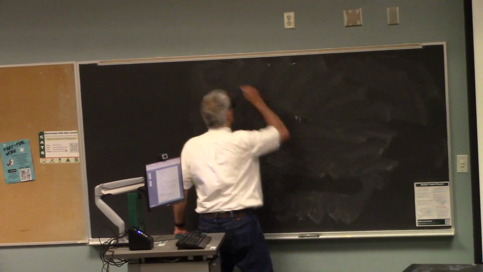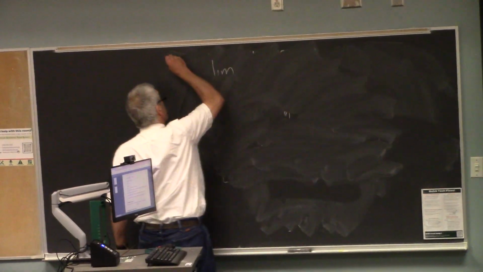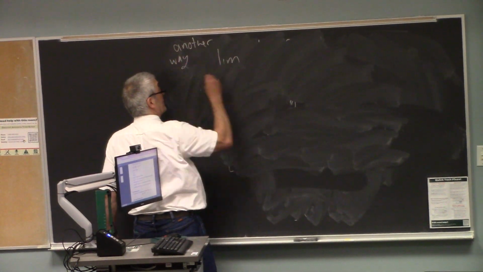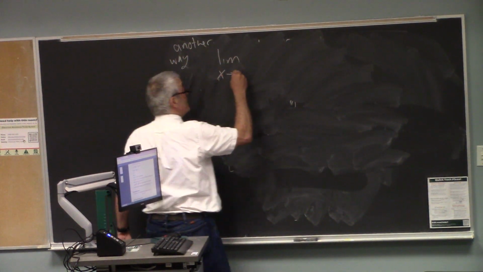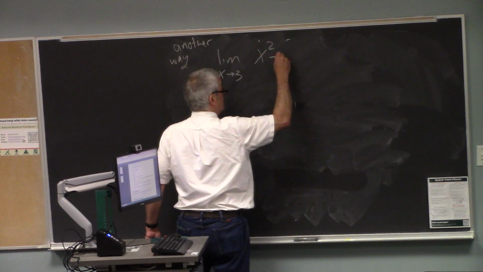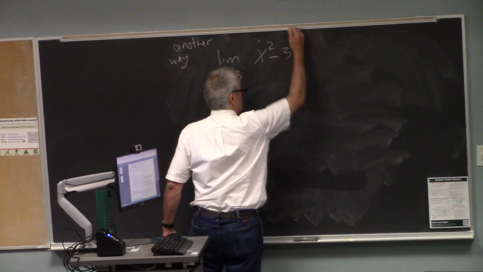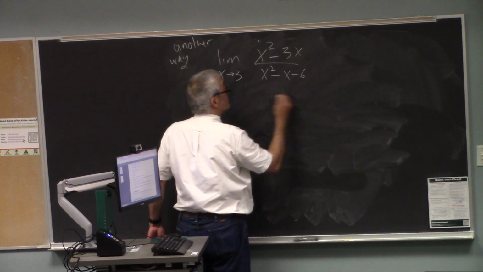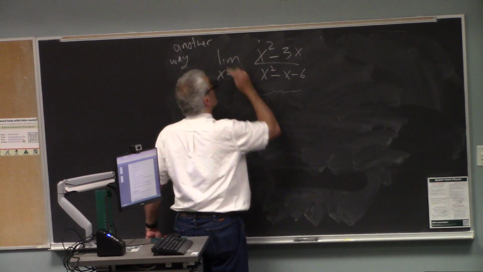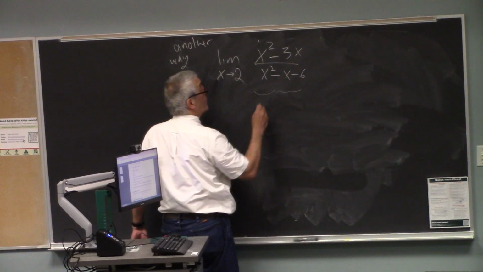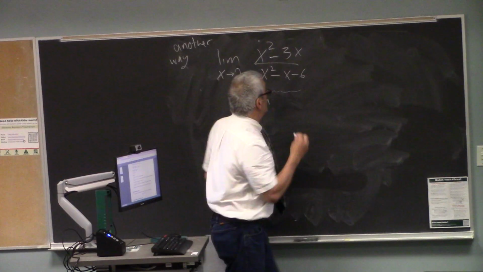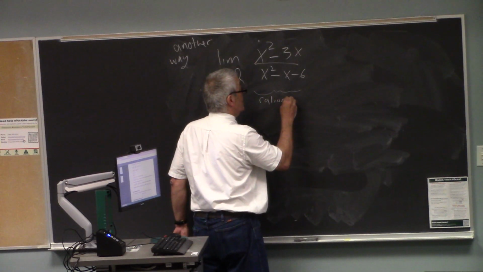So we have the limit. So another method, another way, is the limit as x approaches 2 of x squared minus 3x over x squared minus x minus 6. We have a rational function. A rational function means a ratio of polynomials.